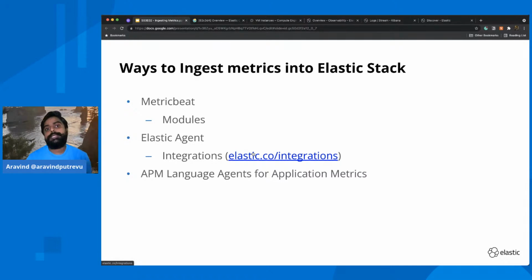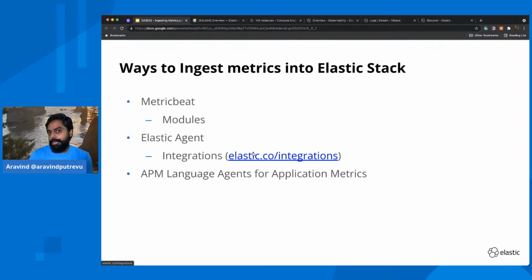What are the ways to ingest these metrics into Elastic Stack? So Elastic Stack already has logs, and you could also use metrics to add another layer and enhance your experience in monitoring this infrastructure. Metricbeat is one good old way. You could use different modules to enable them and do it, which we're going to see today.